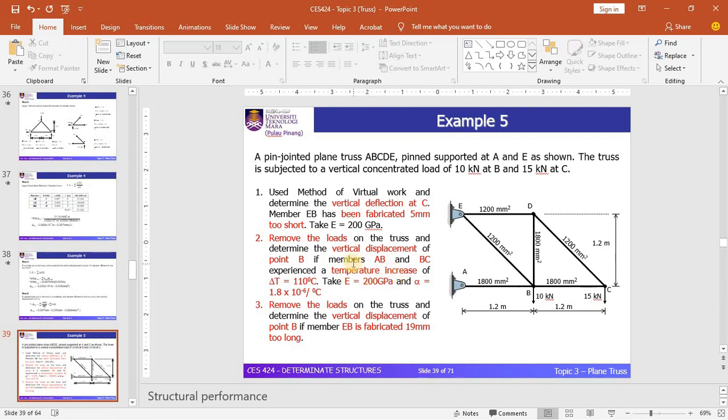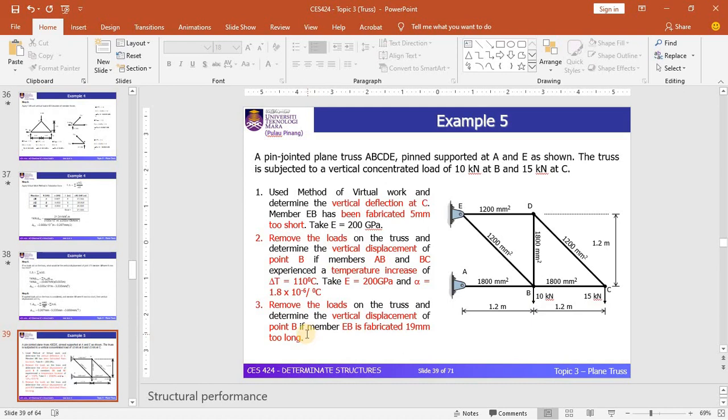For the joint B, the members AB and BC experience a temperature increase of 110 degrees Celsius. Given that the coefficient of thermal expansion is equal to 1.8 times 10 to the power of negative 6. So in brief, the second case is about the displacement due to the temperature change. So no load effect will be considered in this second case.